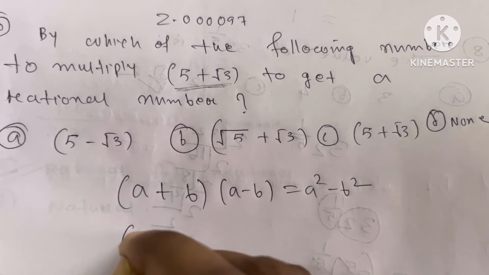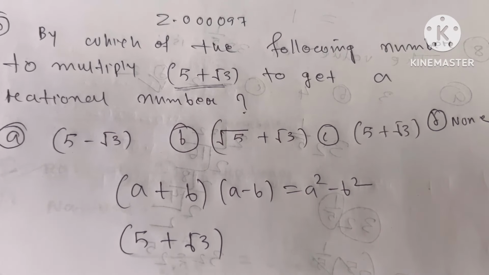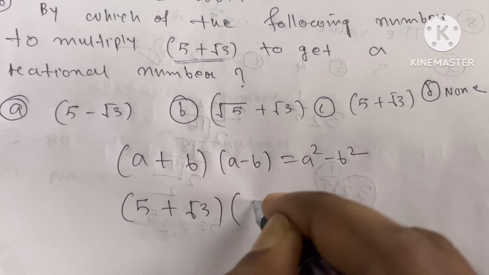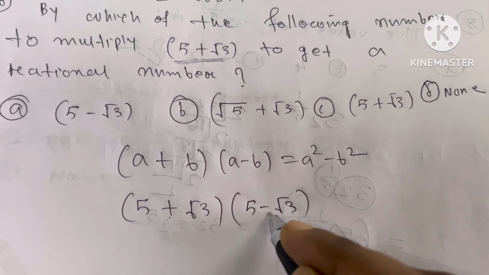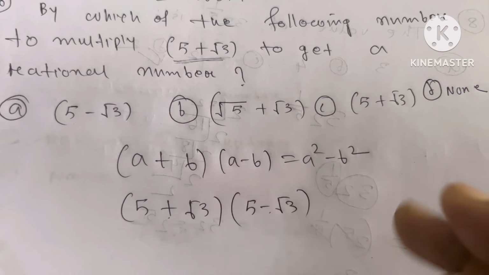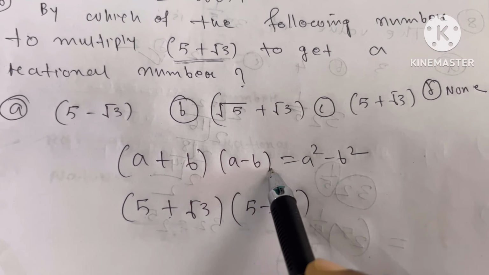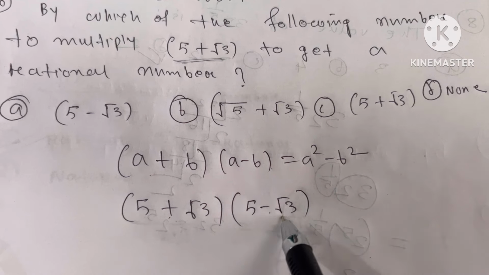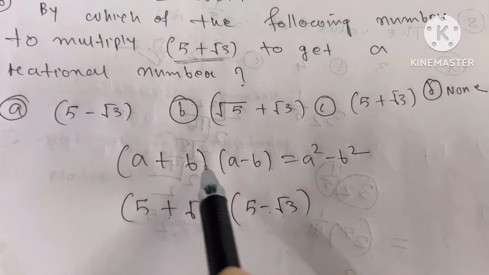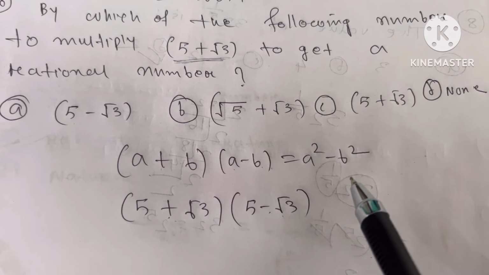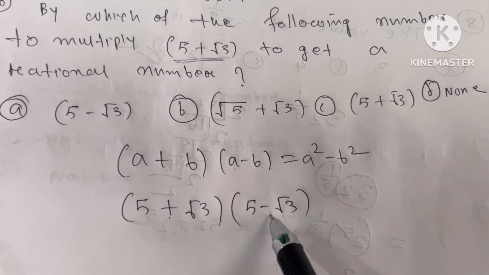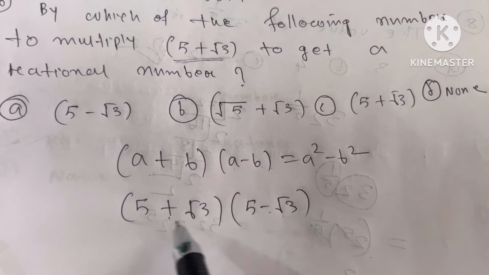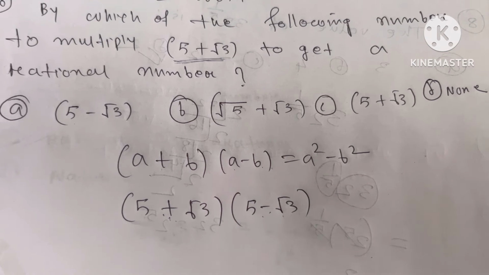Suppose our number is 5 plus root over 3. We'll multiply 5 plus root 3 by 5 minus root over 3. Conjugate means if there is plus, it will be multiplied by minus. We write the same terms, but change the symbol. Then we can use this formula. So let's remember, for converting this type of number into rational form, we can use the conjugate form. If a term has a positive sign in the middle, we multiply by the same terms with a negative sign in the middle.